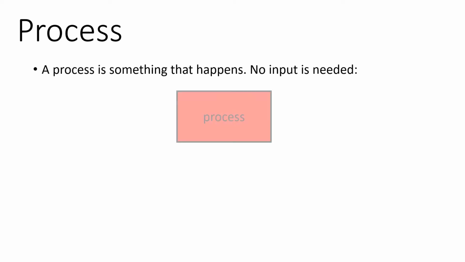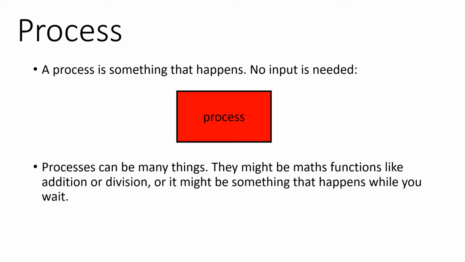Our next flowchart object is a process. A process is something that happens with no input needed. Processes are shown by rectangles in the flowchart, and they can be many things. They might be maths functions like addition or division, or maybe something that happens while you are waiting for it.